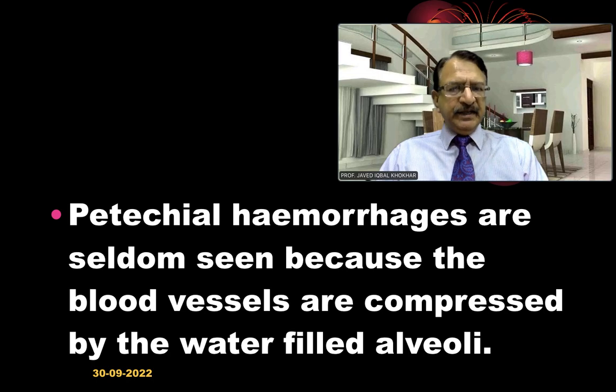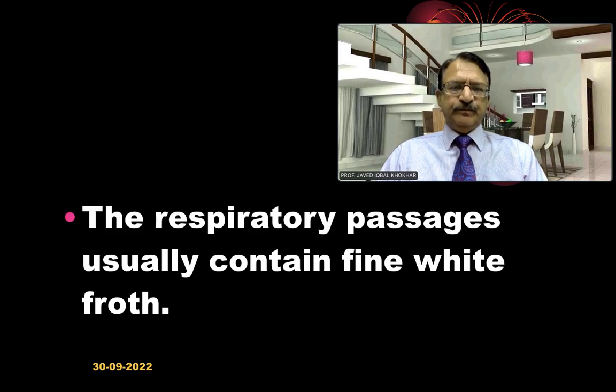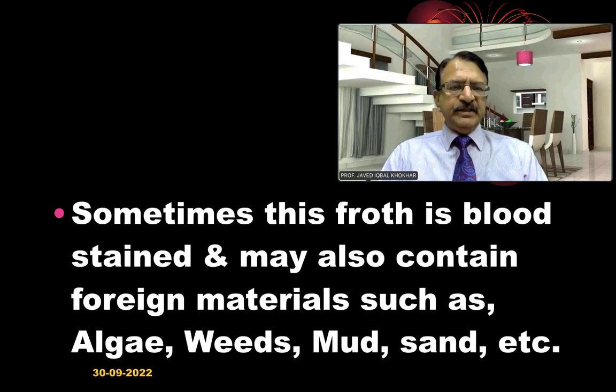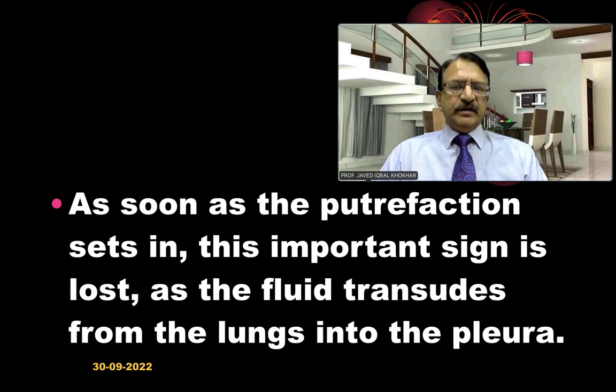Then petechial hemorrhages are seldom seen because the blood vessels are compressed due to water-filled alveoli. The respiratory passages usually contain fine white froth, and sometimes this froth is blood-stained and may also contain foreign materials such as algae, weeds, mud, and sand. Now, as soon as putrefaction sets in, this important sign is lost as the fluid transudes from the lungs into the blood.